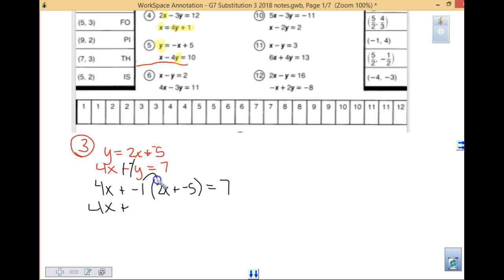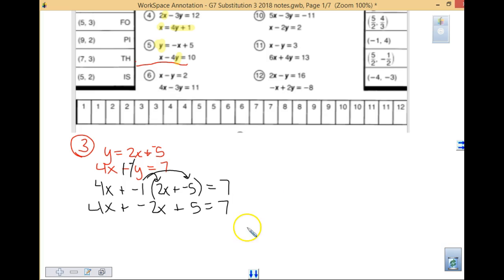Negative 1 times 2x is going to leave us with a negative 2x. Are you writing this down? Okay. And then we're taking negative 1 times negative 5, which leaves us with a plus 5 equals 7. Is that where your mistake was? Where that negative? So it's really easy to have those off with the negatives.